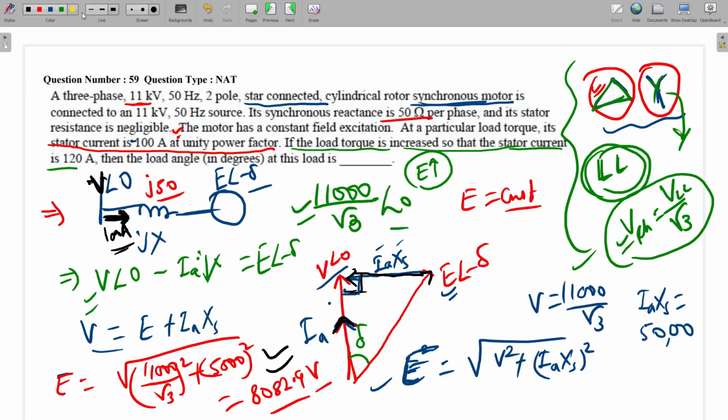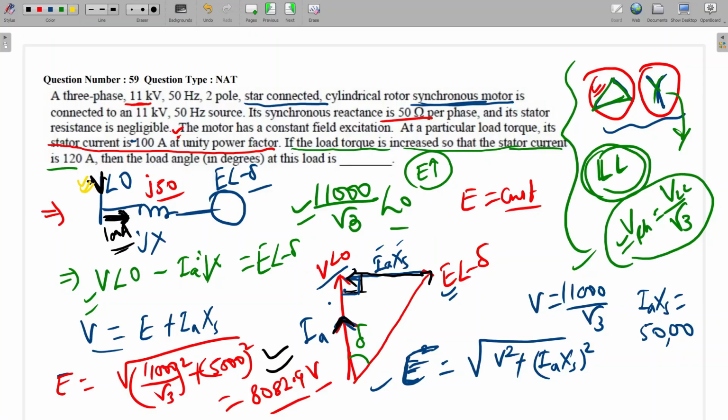Sir, in case of motor, E is lagging V, and in case of generator, it is leading V, why delta? Yes, it will be opposite because in case of alternator, it is supplying, and in case of motor, it is drawing the power. So we are taking this as the reference. If this is the reference, this voltage E will lag this terminal voltage. Okay, is it clear?